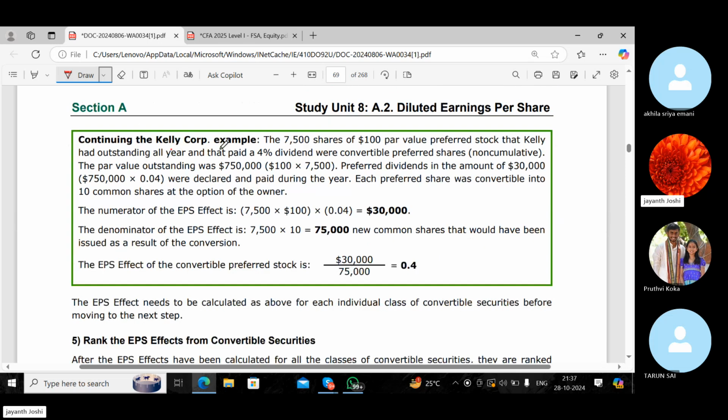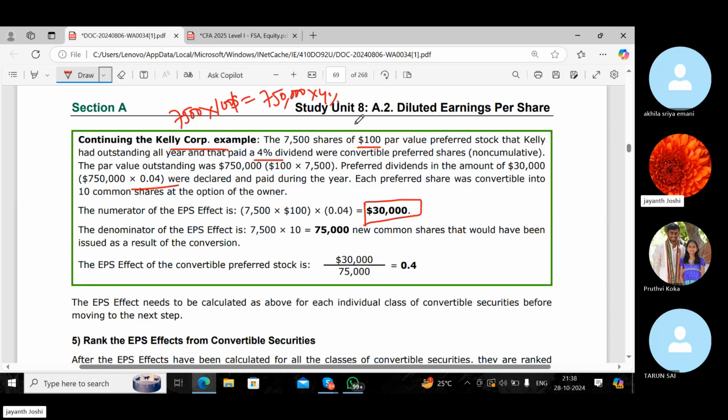Continuing the Kelly Corporation example, these 7,500 shares of $100 par value preferred stock that Kelly had outstanding all year, and that paid a 4% dividend. So you take 7,500 shares times $100, which is $750,000, times 4%. You get dividends of $30,000. Okay.